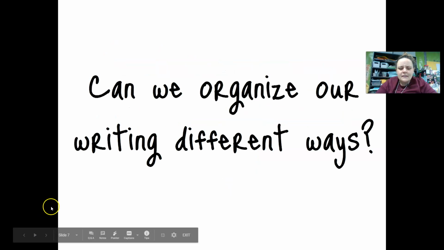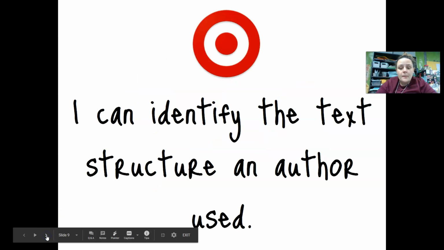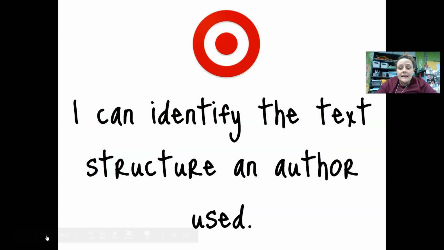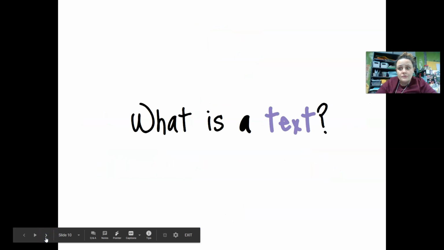How about our writing? Can we organize our writing in different ways? Yes, and it's actually a very important thing that authors must do. So today, your learning target is: I can identify the text structure an author used.